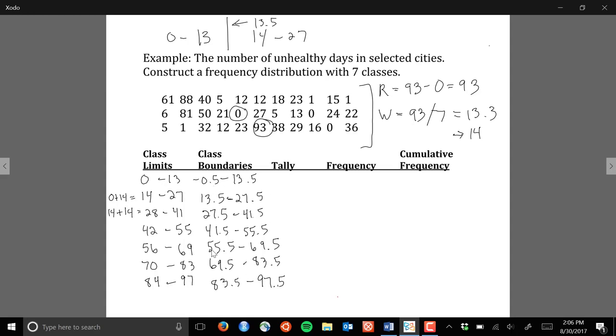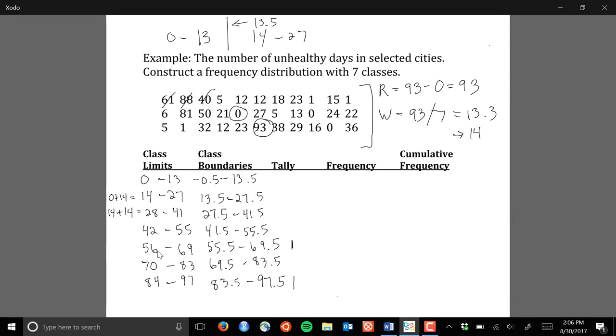Once we have our class boundaries, then we can start to tally the various observations in the different classes. So what that means is that I start looking through my data and putting each observation in one of these different classes. For example, the first observation here is 61. And so 61 belongs in this fifth class right here. So I'm going to put a tally mark right here for that particular class. I'll scratch off 61. Now I'm going to go to 88, and 88 is in the final class. Put a tally there, cross off 88.